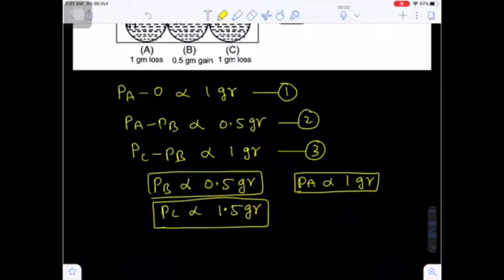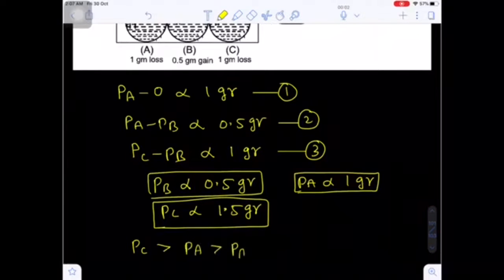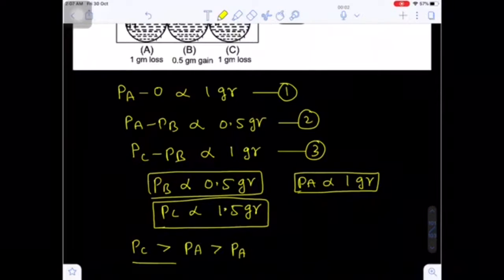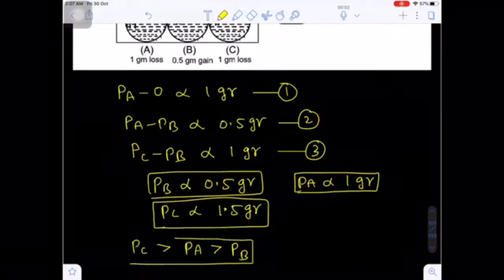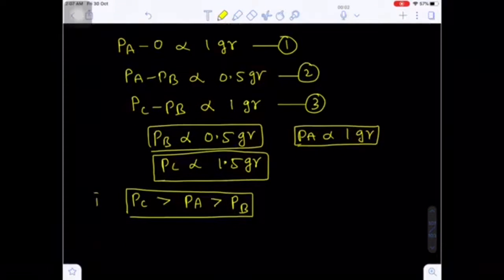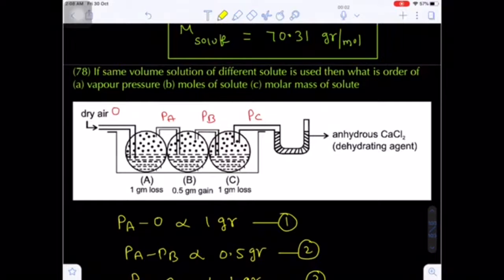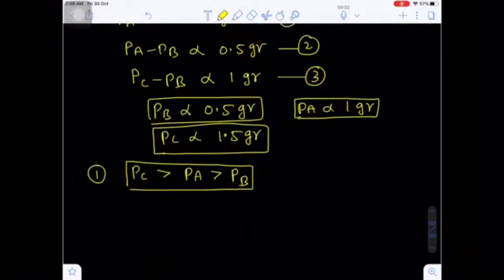So here, where the vapor pressure will be more, 1.5 grams. So that means the order of vapor pressure, I shall write, PC greater than PA greater than PB, because PC is directly proportional to 1.5 grams. Okay, more vapor pressure. Okay, this is the first question, the order of the vapor pressures, that will be PC greater than PA greater than PB.